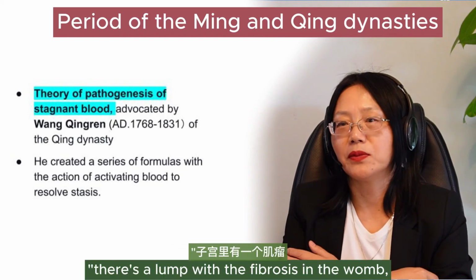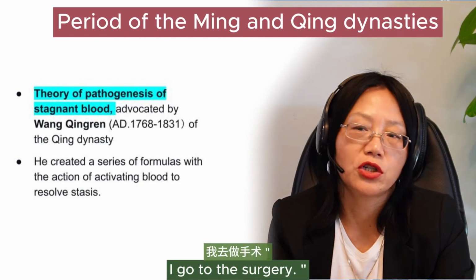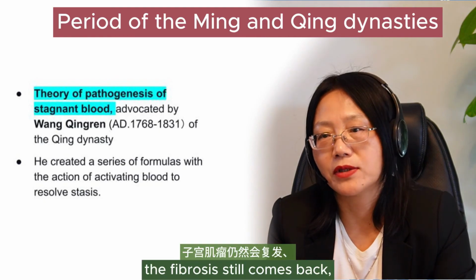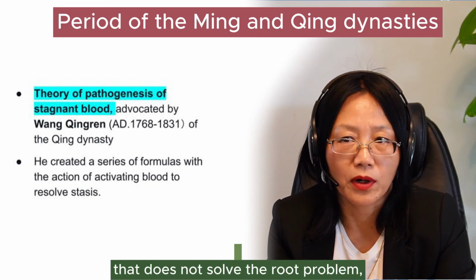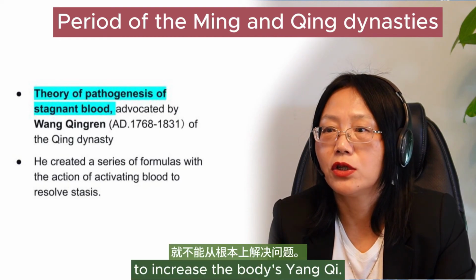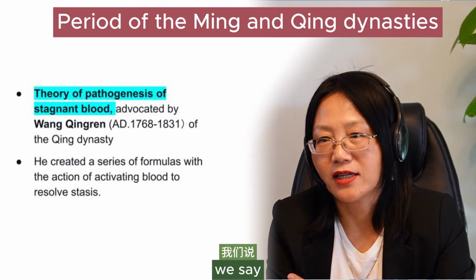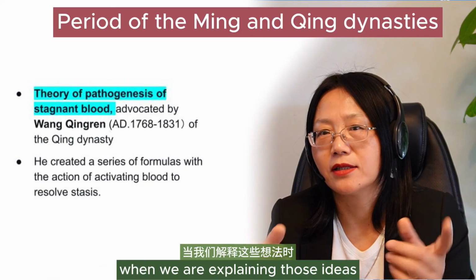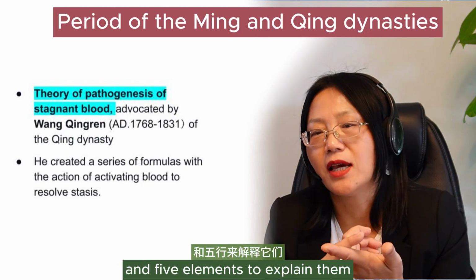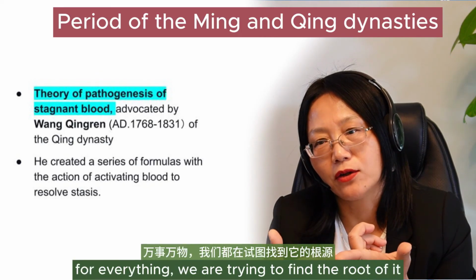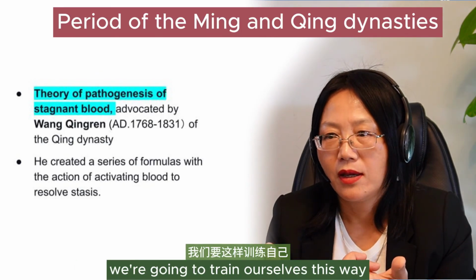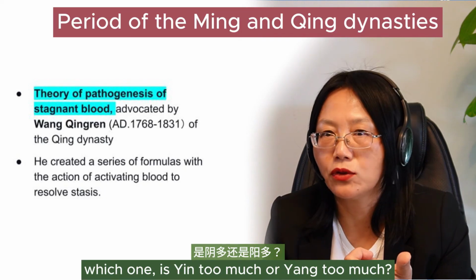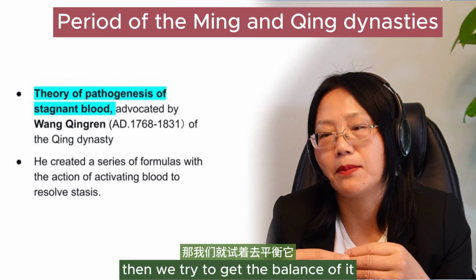If you say, okay, there's a lump, a fibrosis in the womb, I go to surgery. Yes, you can do it. You go to surgery and then it comes back. After some time, the fibrosis still comes back. That does not solve the root problem if you don't try to increase the body's yang qi. And then we say kidney yang is the yang of the whole body's yang. There are connections between all this. When we are explaining those ideas, until now, we're still using qi, yin-yang, and the five elements to explain everything. We're trying to find the root of it. We train ourselves this way. Whenever we see things, we look at the yin-yang part. Which one? Is yin too much or yang too much? Or is yin enough or yang enough? Then we try to get the balance of it.